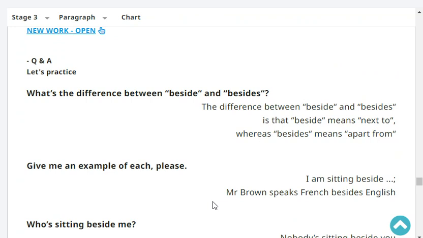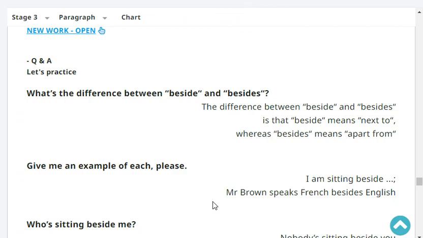What's the difference between beside and besides? The difference between beside and besides is that beside means next to, whereas besides means apart from.